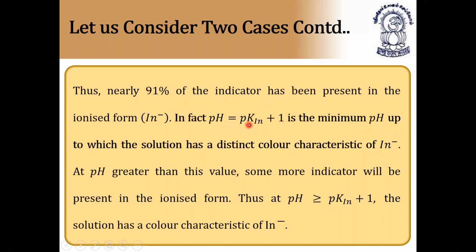In fact, pH = pKIN + 1. So this is the minimum pH up to which the solution has a distinct color characteristic of IN- ions. At a pH greater than this value, some more indicator will be present in the ionized form. Thus, at pH greater than or equal to pKIN + 1, the solution has a color characteristic of IN-.